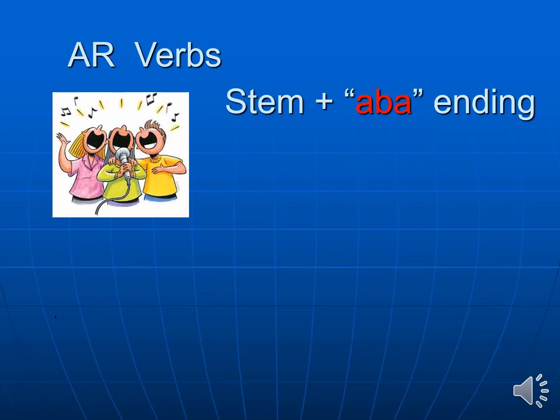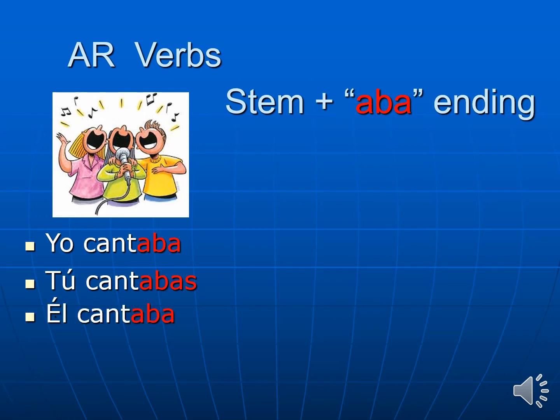They always end with aba. So let's say the verb cantar is to sing. Yo cantaba means I used to sing, or I sang all the time, or I was singing, but it doesn't say when I was singing, and it doesn't say for how long that singing happened. It just took place in an unspecified period of time in the past. Tú cantabas, you were singing or you used to sing, and él cantaba, he sang, used to sing or was singing in an unspecified period of time.